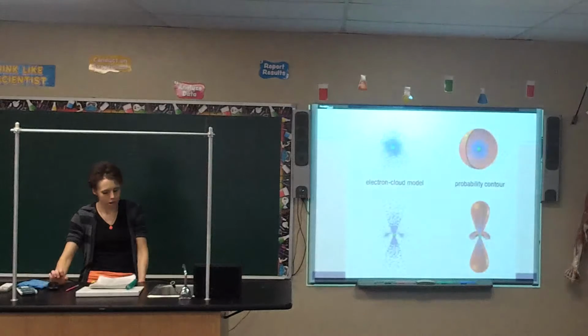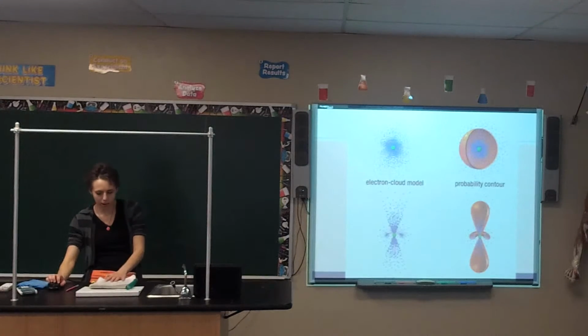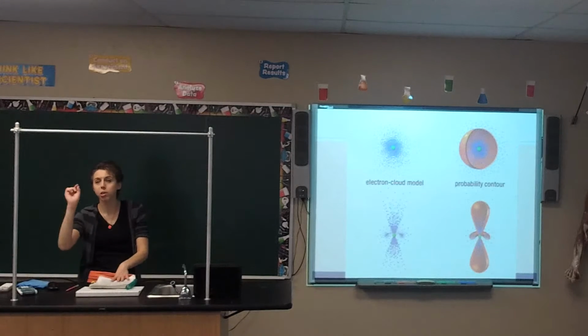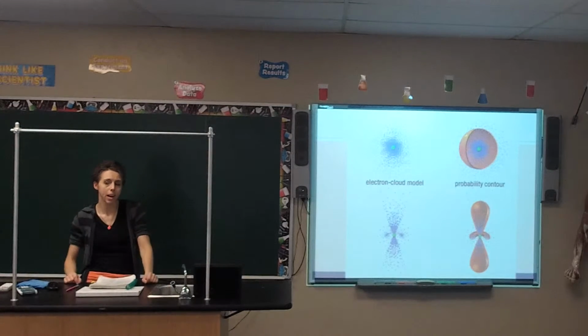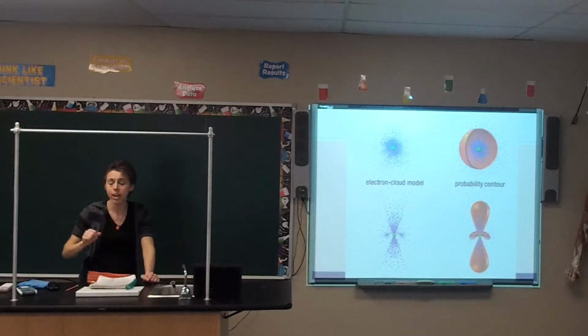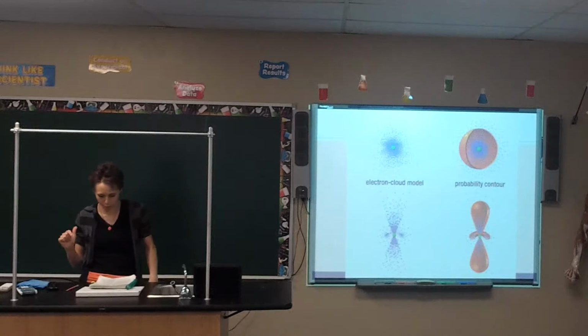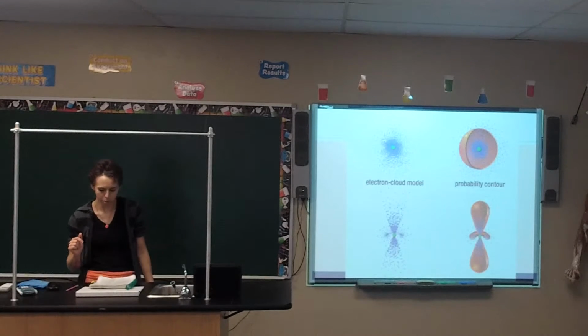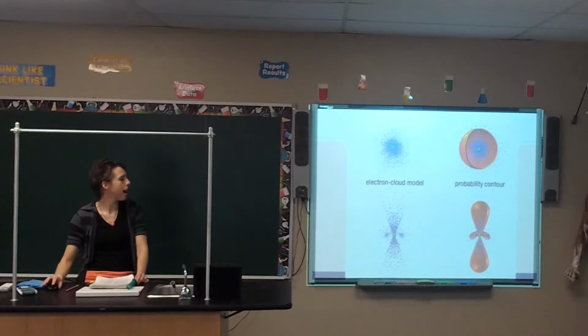Alright, electron clouds. So Max Born took the Heisenberg uncertainty principle and said, okay, if we can't know its position and its speed at the exact same time, and if they're always moving in this wave motion, we need a better model than just the Bohr model. So we need to update this. So he took the Heisenberg uncertainty principle and modified the wave mechanical model to make the electron cloud model.